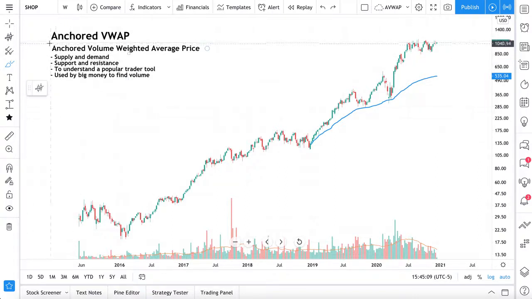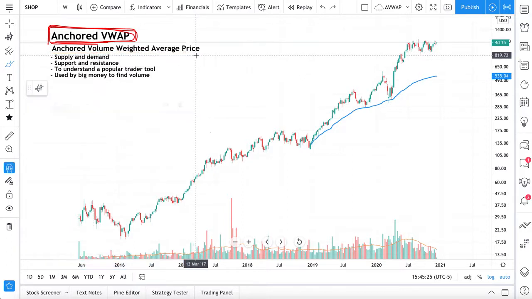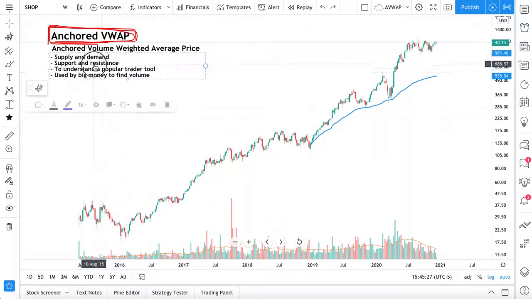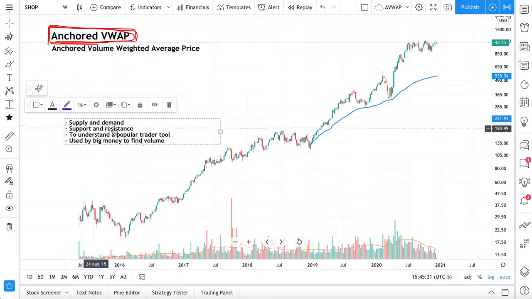So we hope that you enjoyed this tutorial. We showed you some examples. Most importantly, we hope you understand what it means and the calculation. That's what matters most, because if you don't understand how these tools are calculated, you cannot use them properly. That is step one. So we broke down anchored volume weighted average price and what it means. We showed you some examples, including supply and demand, support and resistance, understanding a popular trader tool, and how it can be used by big money to find volume.